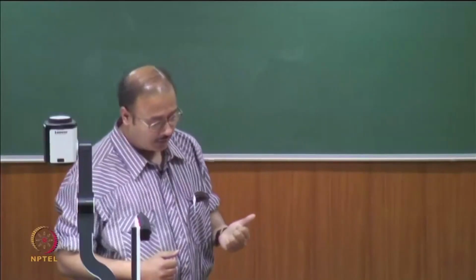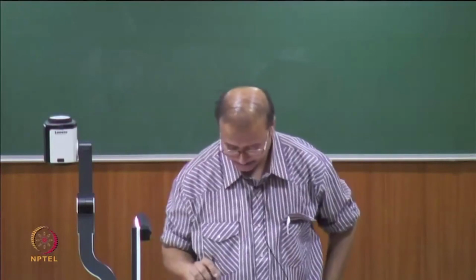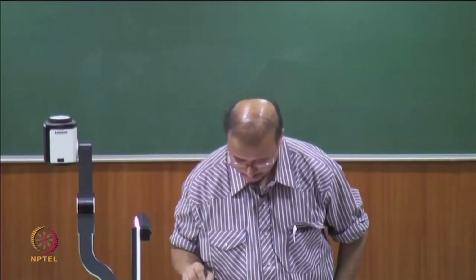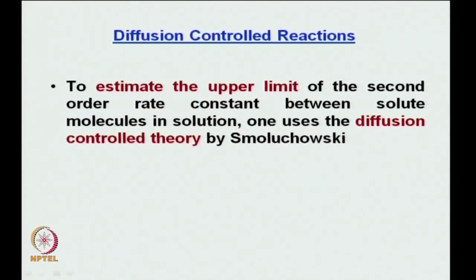We'll start where we left off last time. We were talking about the Smoluchowski equation, and we started with diffusion controlled reactions. Just a brief recap: if you have to estimate the upper limit of the second order rate constant between solute molecules in solution, then one would use this diffusion control theory developed by Smoluchowski.